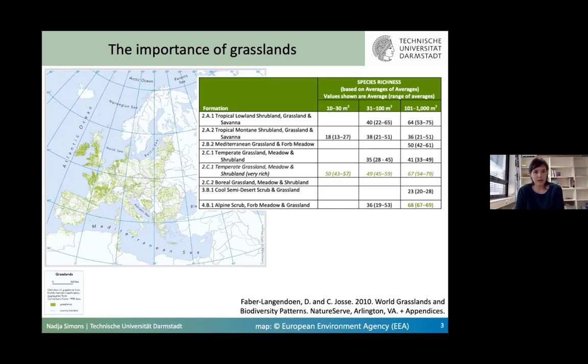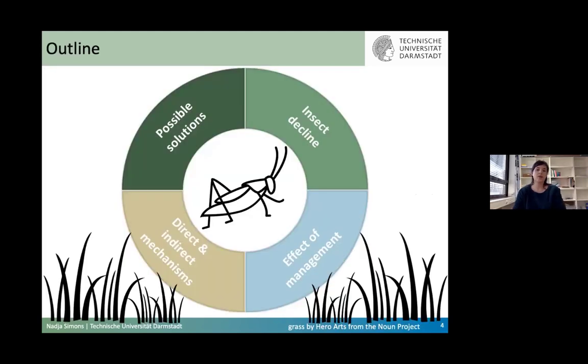The others are under a certain type of management. So in this talk, I will focus on insects in grasslands. First, I will present some of the evidence of insect decline. Then I will talk about the effect of grassland management on insects, take a closer look at the direct and indirect mechanisms of biodiversity change, and finally discuss some possible solutions for insect conservation in grasslands.